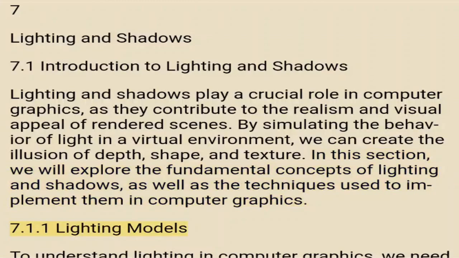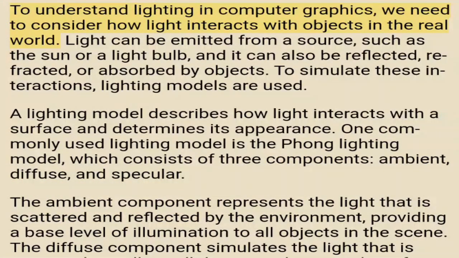7.1.1 Lighting models. To understand lighting in computer graphics, we need to consider how light interacts with objects in the real world. Light can be emitted from a source, such as the sun or a light bulb, and it can also be reflected, refracted, or absorbed by objects. To simulate these interactions, lighting models are used. A lighting model describes how light interacts with a surface and determines its appearance. One commonly used lighting model is the Phong lighting model, which consists of three components: ambient, diffuse, and specular.